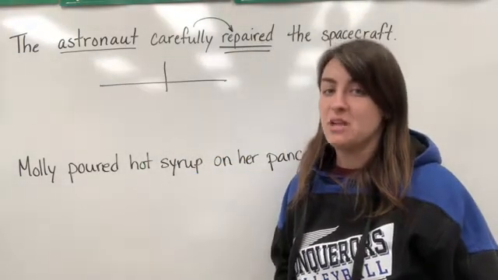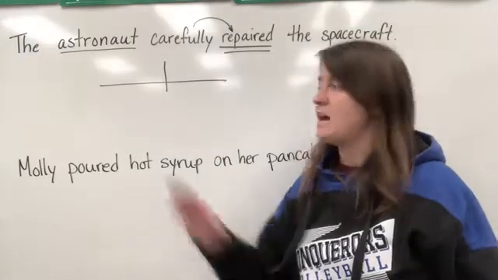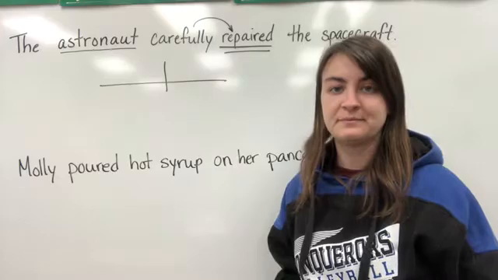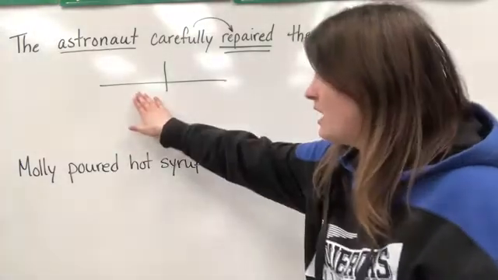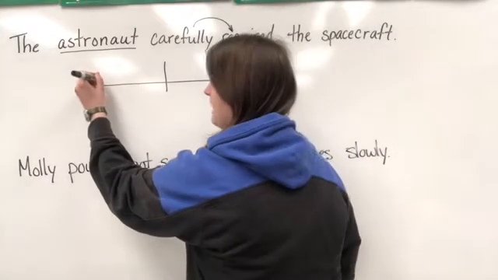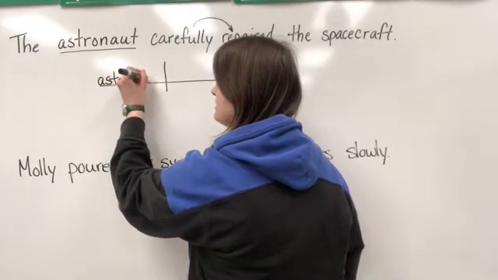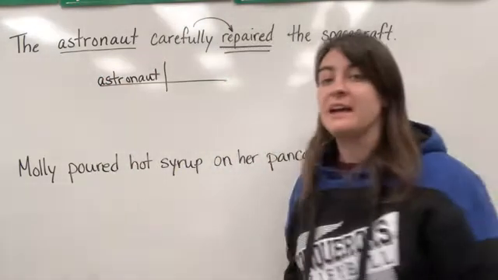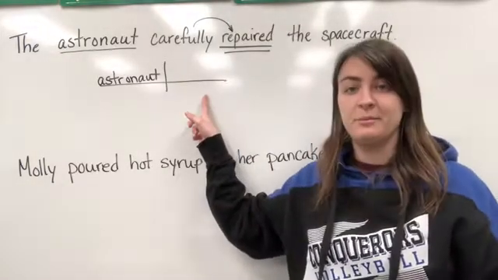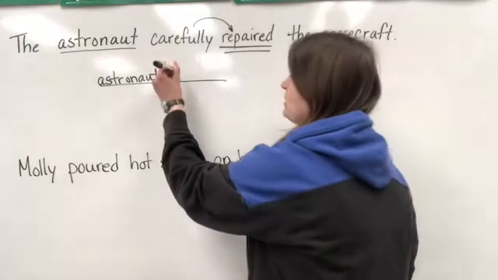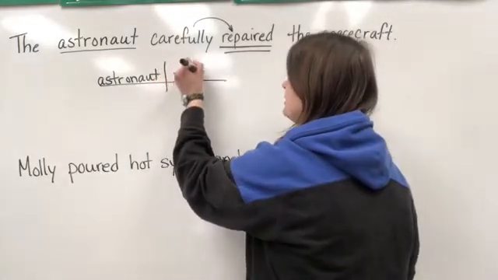I need to put my subject on the subject side. So which side, the left or right side, does my subject go on? That's right, it goes on the left side here. So I'm going to write astronaut over here on the left side. That leaves the right side for my, that's right, verb. So I'm going to put repaired over here.